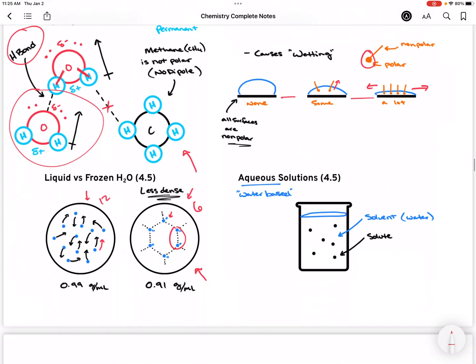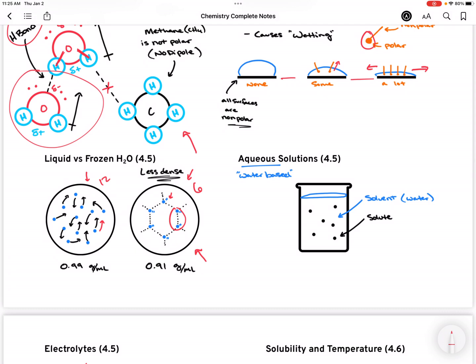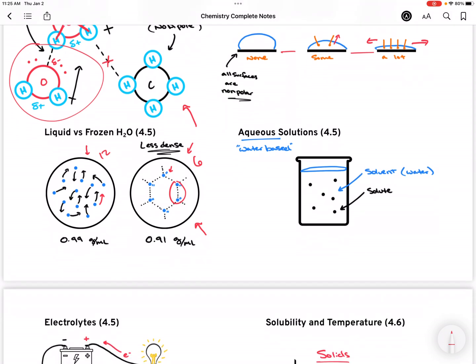Okay, now the last part, there's two more parts to this, but the main piece that you need to understand, one of the key things you need to know, is what is a solution. So a solution is made up of two parts. We have a solvent and a solute. So a solution has a medium which dissolves particles, which in our class is mostly going to be water. That's why we call it an aqueous solution, meaning it's a water-based solution, and it can dissolve things.